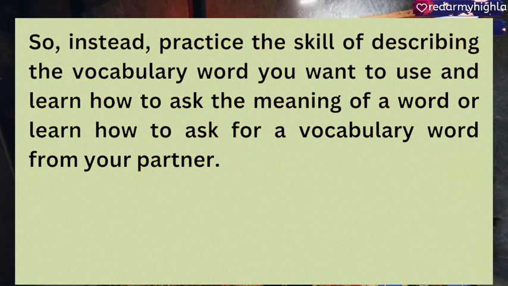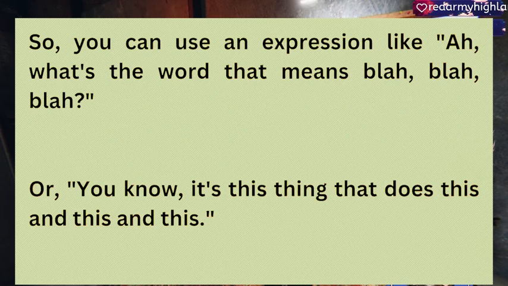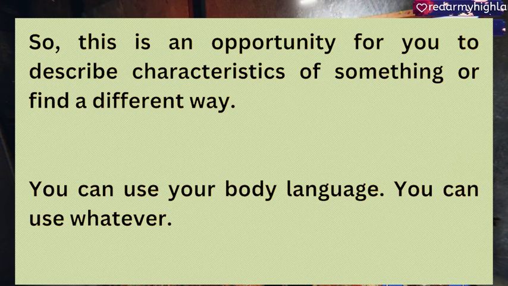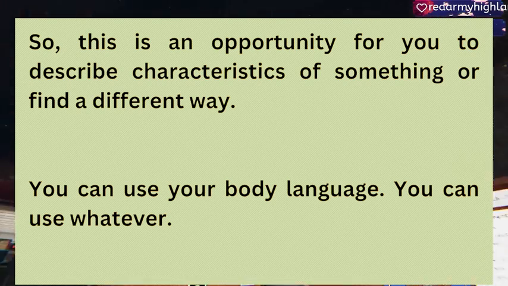So, instead, practice the skill of describing the vocabulary word you want to use, and learn how to ask the meaning of a word, or learn how to ask for a vocabulary word from your partner. So you can use an expression like, "What's the word that means blah blah blah?" Or, "You know, it's this thing that does this and this and this." So, this is an opportunity for you to describe characteristics of something, or find a different way.